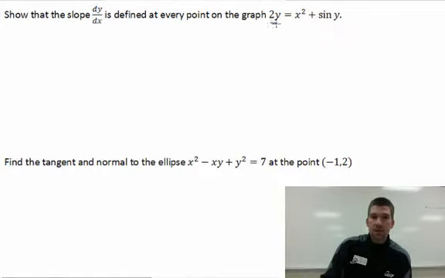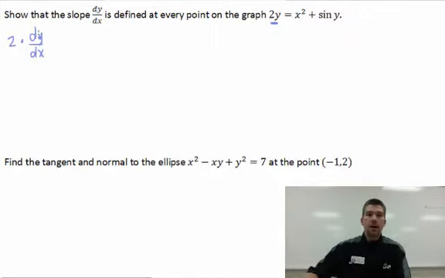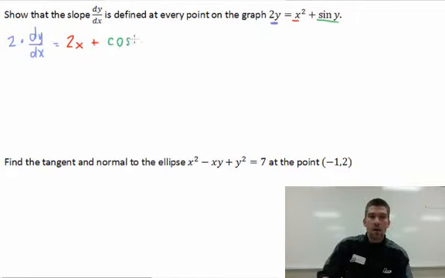We're going to look at the derivative of 2y, and the derivative of 2y is 2 times dy/dx. Then on the other side of the equation, the derivative of x squared is 2x, plus the derivative of the sine of y. The derivative of sine is cosine times the derivative of y, which is dy/dx.